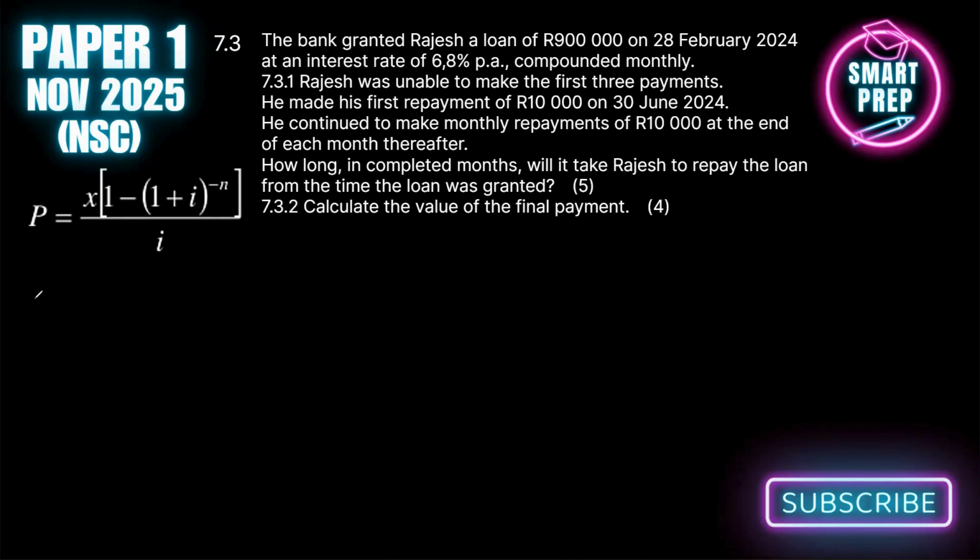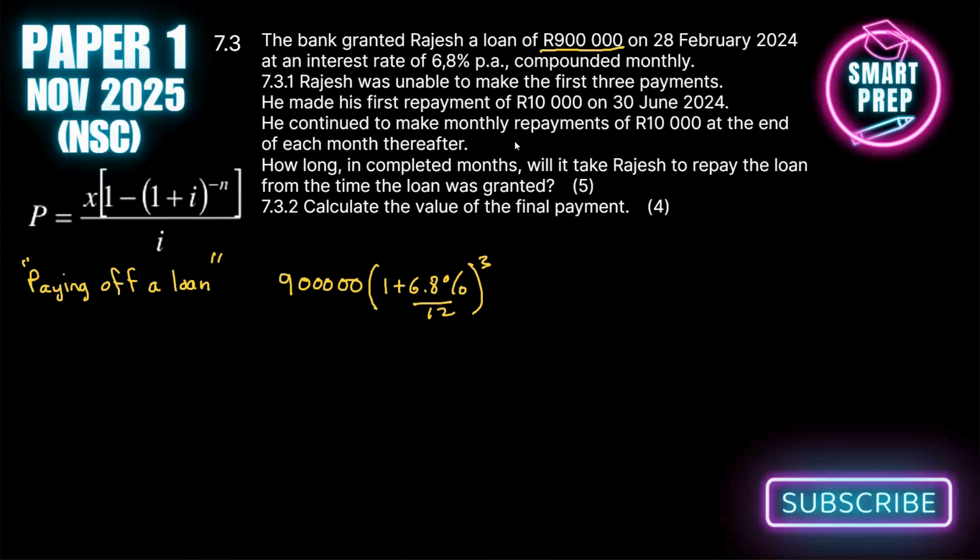Okay, so when you're wondering what formula to use with financial maths, just remember P is paying off a loan. That's how I like to think of P. He's not paying off 900,000. He's paying off 900,000 plus interest on that for 3 months because he hasn't paid the first 3 payments. So that takes care of that. So let me just put that in there, right? So the 3 first payments, that's taken care of here.